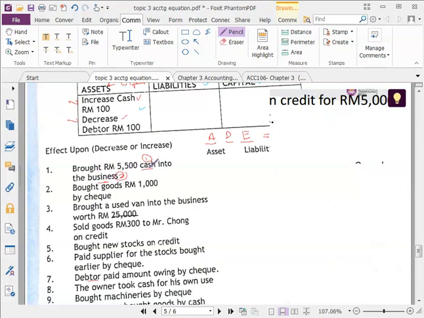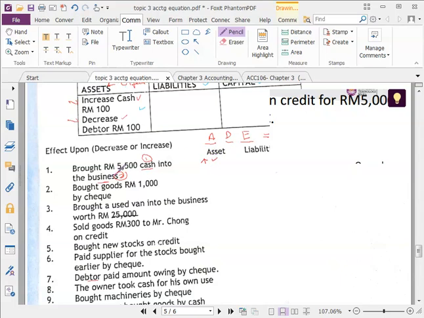Okay, so kalau melibatkan cash, apa elemen yang terlibat? Very good. So, asset. And then another one, they said brought the cash into the business so that our asset is increase or decrease. Asset for the business is increase or decrease. What is the effect? Pandai, increase. Okay, 5,500 increase.